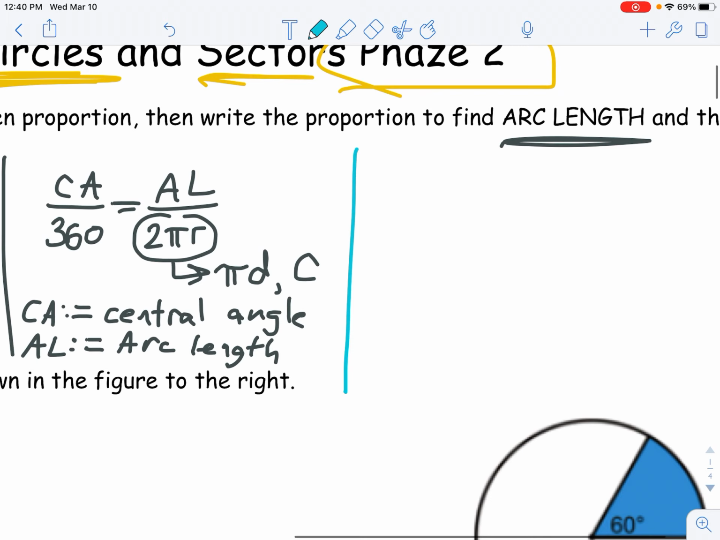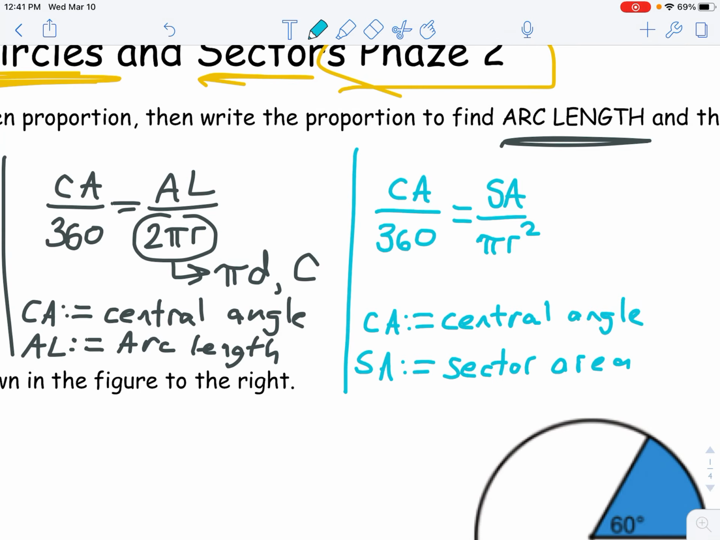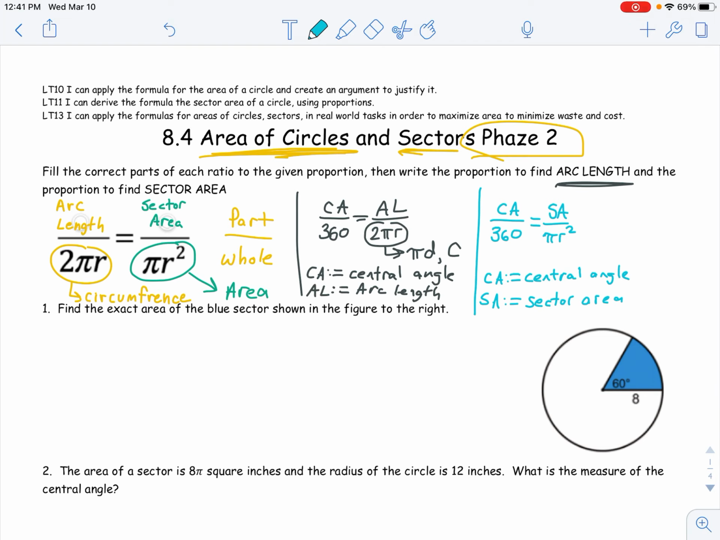And the next is very similar. Again, you can't get these confused. The details matter. This is central angle over 360, and then sector area relates to pi r squared, where CA again is central angle, and this time SA means sector area. All right, so this is just kind of an overgeneralized review of stuff we've been doing the past few lessons.